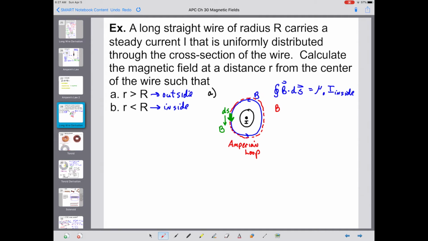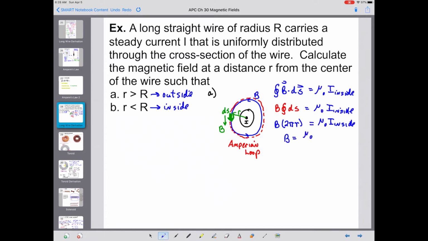So B is going to pull out of our integral. The dot product is going to have an angle of 0 degrees. Cosine of 0 is 1. So then I'm going to end up with B closed integral of ds, and all this is equal to mu naught I inside. Closed integral of ds is just going to be the circumference, and the circumference is 2 pi r, and that's equal to mu naught times I inside.